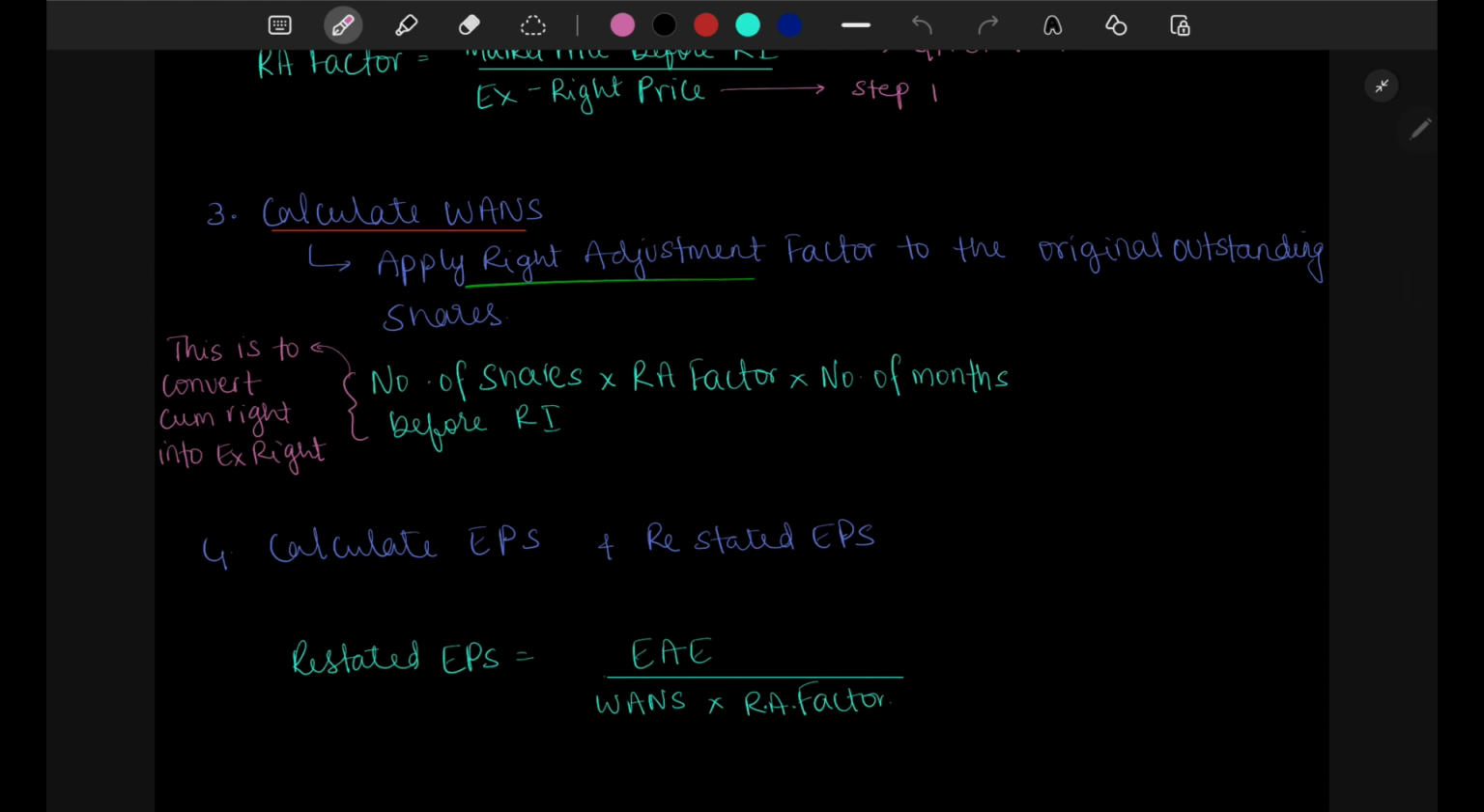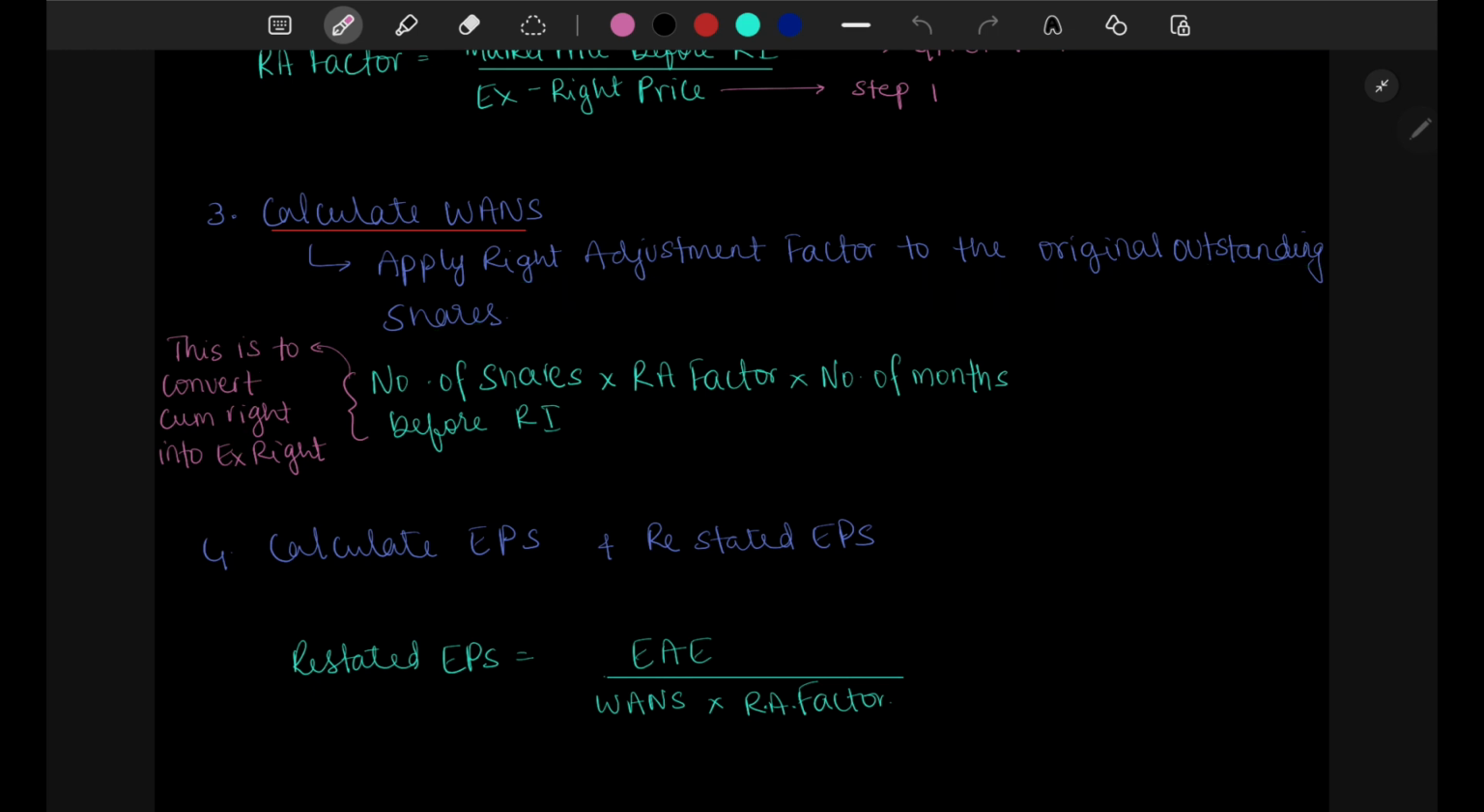Next, apply the right adjustment factor to the original outstanding shares. The amount that you calculate after the rights issue is already at the ex-right number itself. So you'll have to use the RA factor only for the original 5,000 shares, because afterwards, when you calculate the weighted average including the right issue, it is already ex-right. You're just converting this pre-right number into ex-right number. Is that clear?